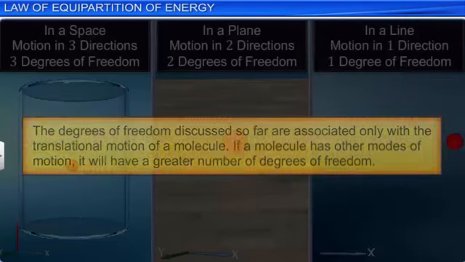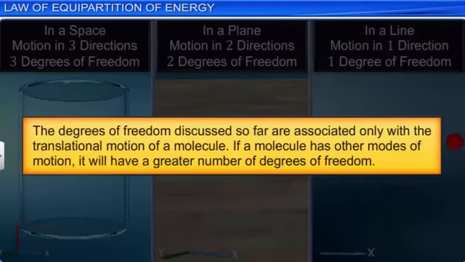The degrees of freedom discussed so far are associated only with the translational motion of a molecule. If a molecule has other modes of motion, it will have a greater number of degrees of freedom.